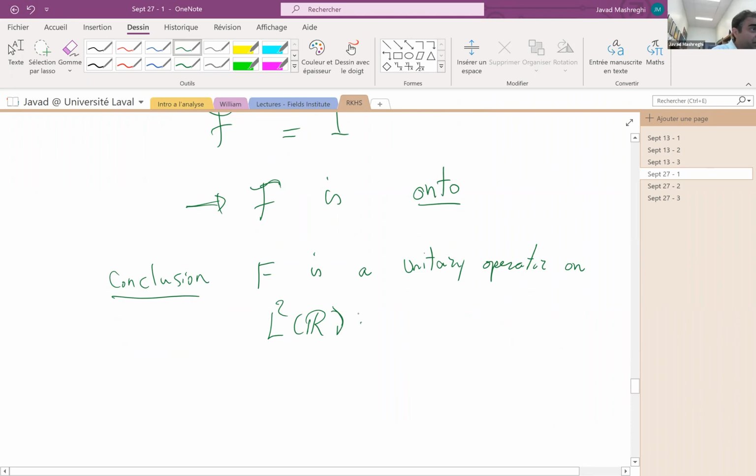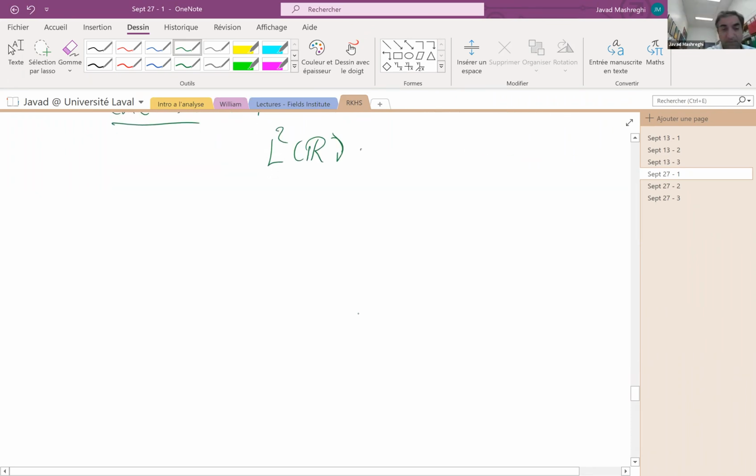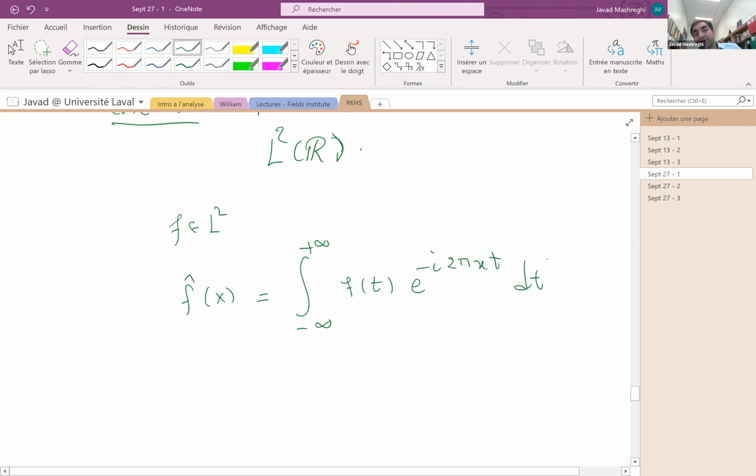To finish this part, let me explain what I mean by this. In many books indeed, they write if f is in L2, then f hat of x is defined by the formula that we saw before, integral of f of t e to the minus i 2 pi x t dt. This is for a specialist. You have to understand what this means.